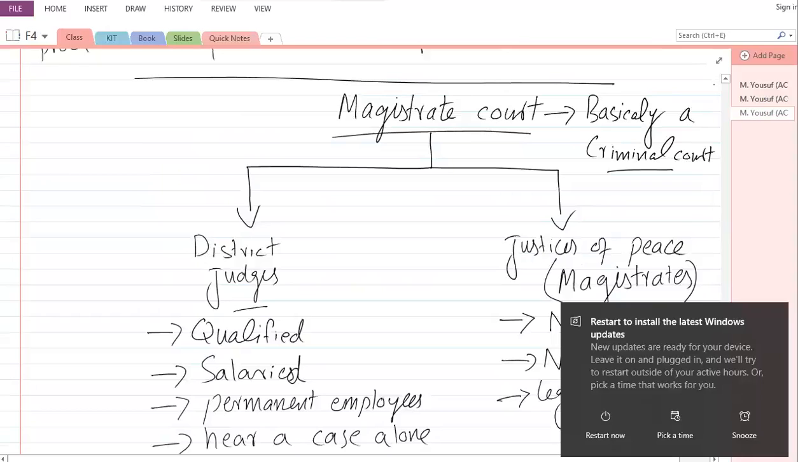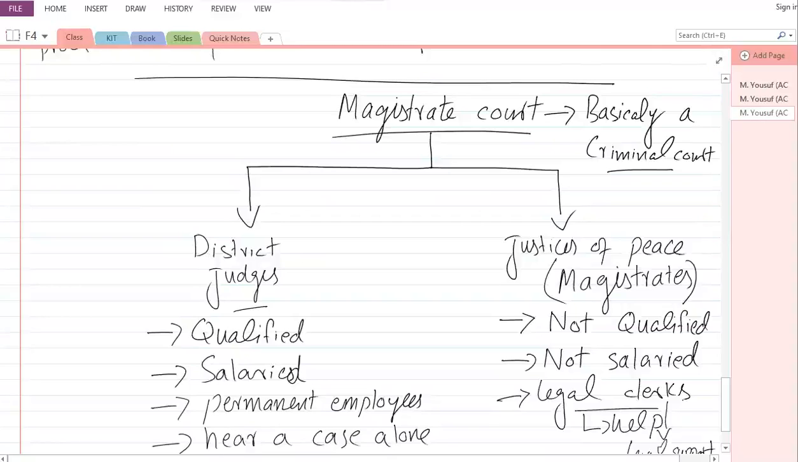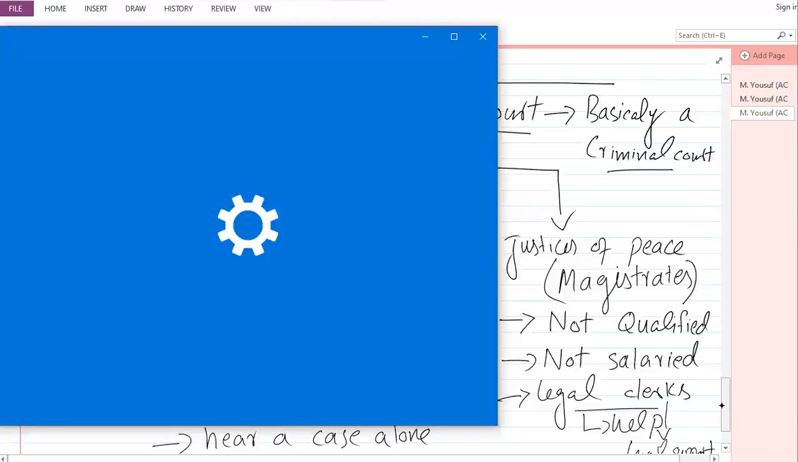So they are actually learning the ways of hearing a case with district judges. They are on internship, they are not fully qualified.